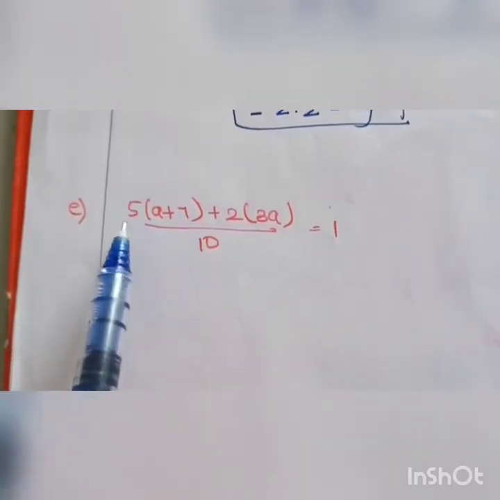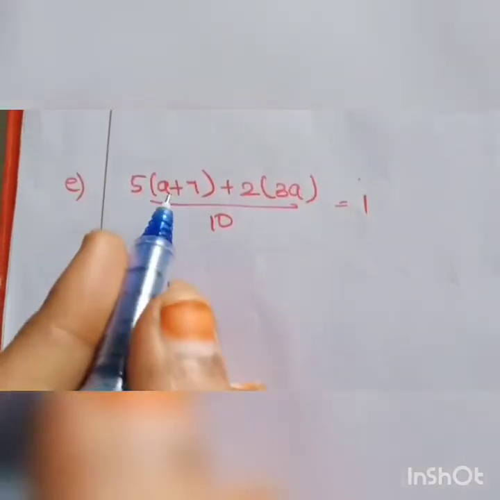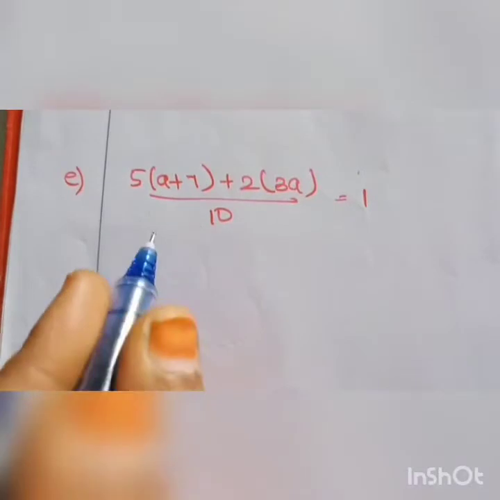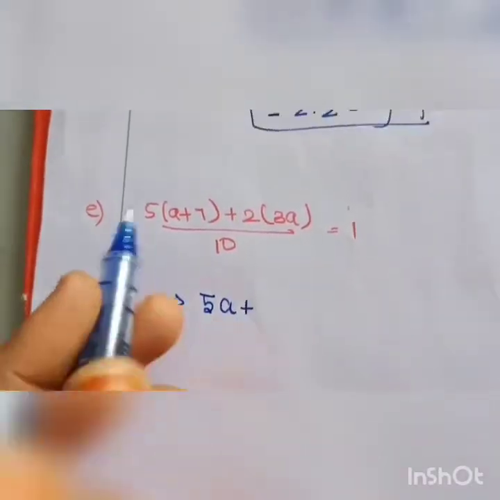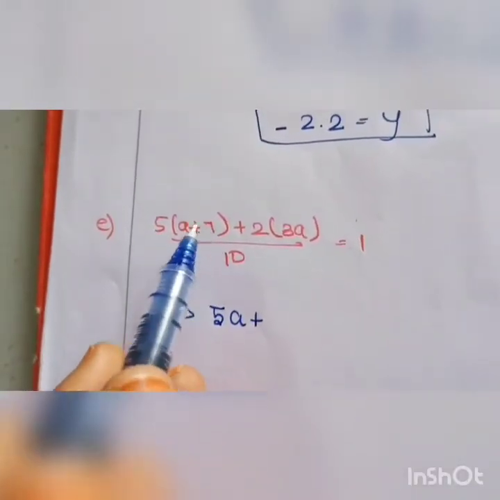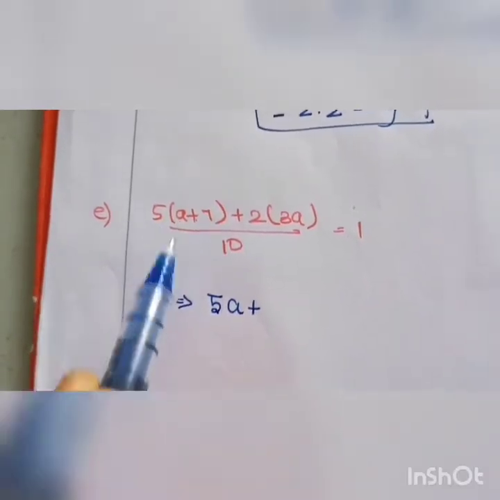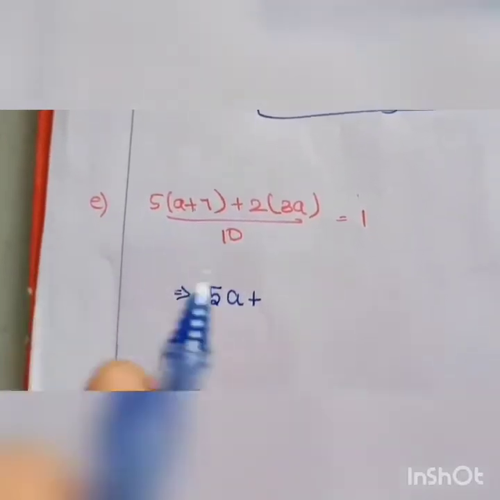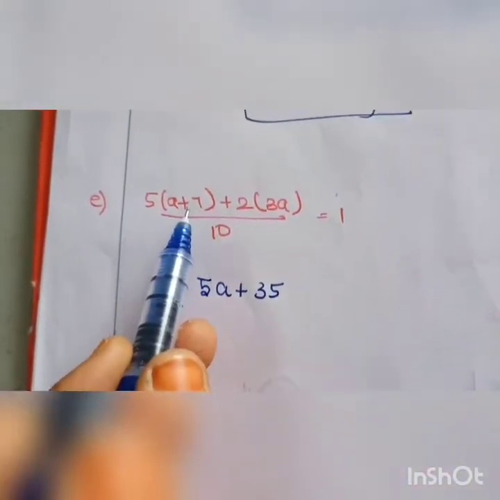So this 5 is common, so we have to multiply 5 with the a term and also the b term. 5 into a is 5a, plus 5 into 7. We just have to multiply this 5 with both the terms. So 5 into a is 5a, 5 into 7 is 35. So we multiplied this 5 with both the terms.